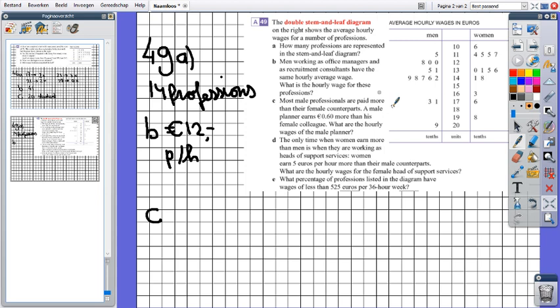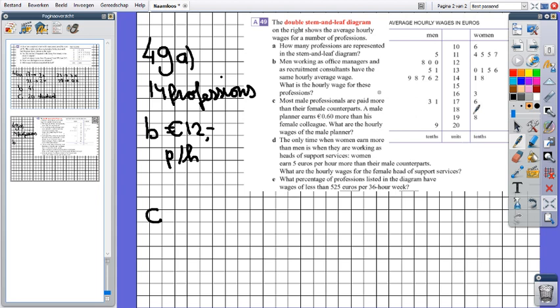Most male professionals are paid more than their female counterparts. A male planner earns 60 cents more than its female colleague. What are the hourly wages of the male planner? This means that we should try and find data for the woman that corresponds with data for the man. And we know that if we found the wages for a woman, the male planner earns 60 cents more. 60 cents means 6/10 more, right?